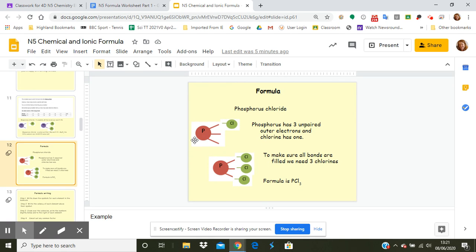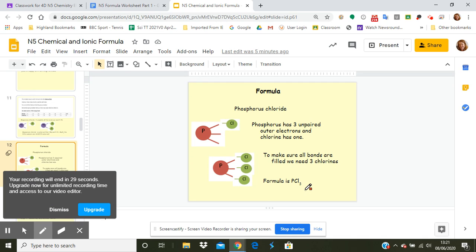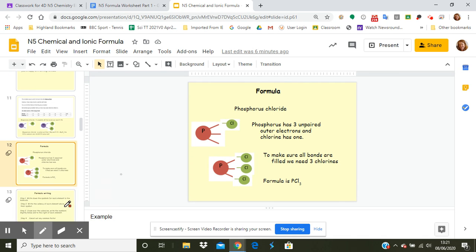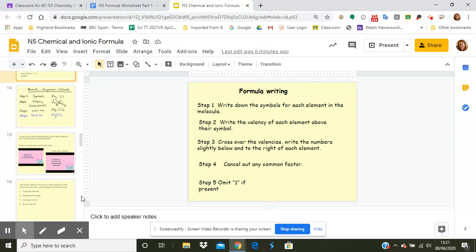When I write phosphorus chloride, phosphorus has a valency of 3, so it has 3 arms. 3 bonds can form. Chlorine can only form 1 bond. Each of these bonds must be filled. So you have 3 chlorines to every 1 phosphorus. So capital P, Cl, and it's always subscript 3, showing you've got 3 chlorines. Same idea if you were going to do it the other way, the crossover way.